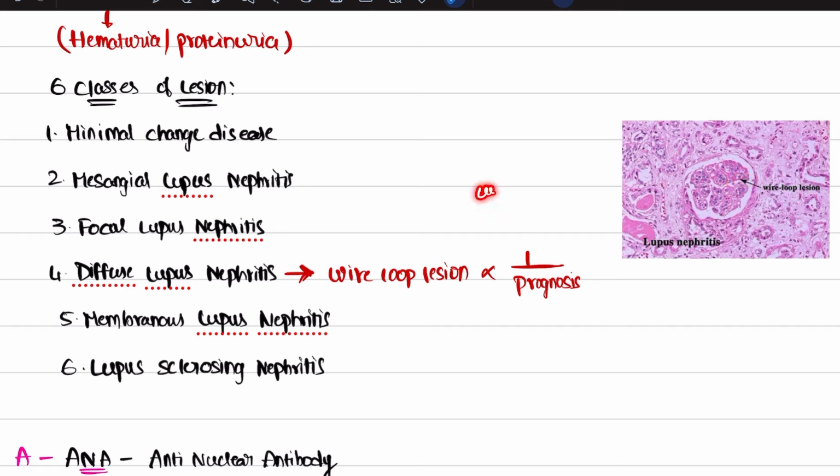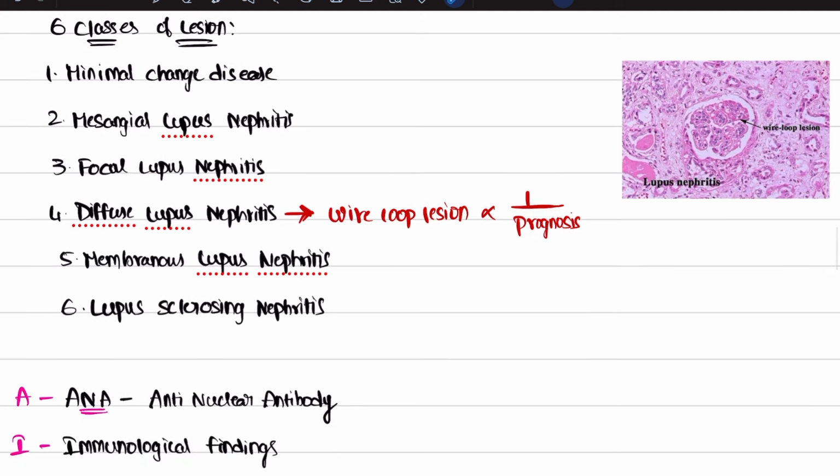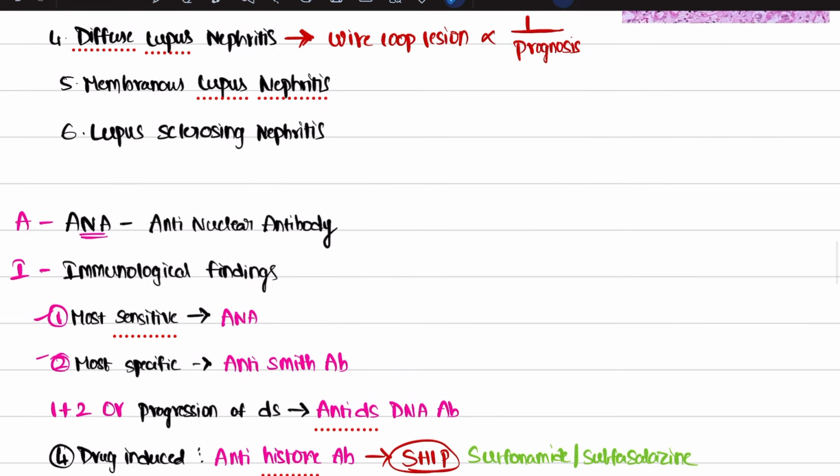Wire loop lesions means, remember, this is how the membrane is. This is a wire loop lesion. We can see it easily in lupus nephritis. And just remember this point, wire loop lesions are seen in diffuse lupus nephritis. It is seen in SLE. If more wire loop lesions are present, there is a worse prognosis. So next is A.